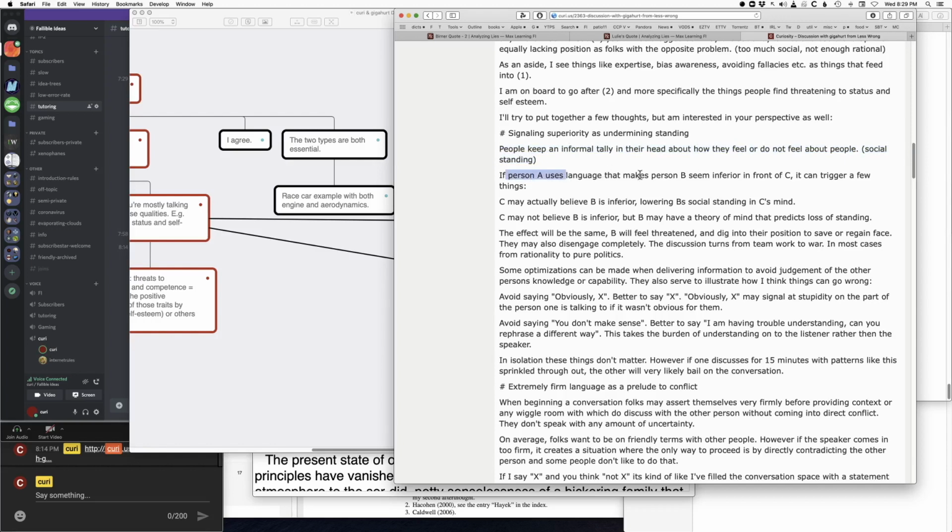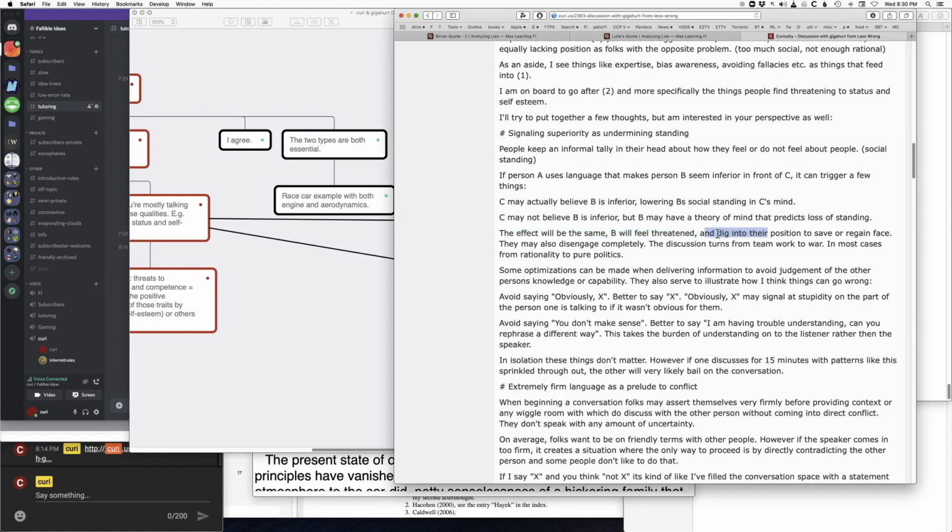If person A uses language that makes person B seem inferior in front of C, it can trigger a few things. C may actually believe B is inferior, lowering B's standing in C's mind. C may not believe it, but B may have a theory of mind that predicts loss of standing. Oh yeah, so B could think C is judging him, even though C isn't actually. And then it's the same effect. B feels bad if C judges him or if he thinks he's judging him. To some extent, it's entirely based on what B thinks. Because if C's judging him, but B doesn't think he's judged, then he might feel fine.